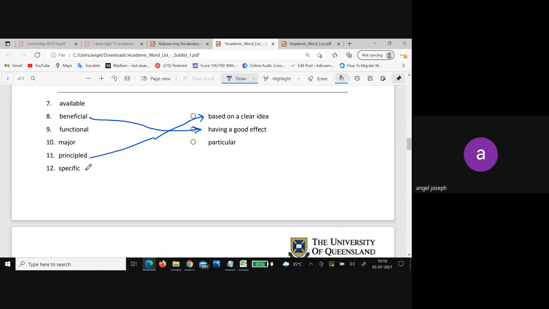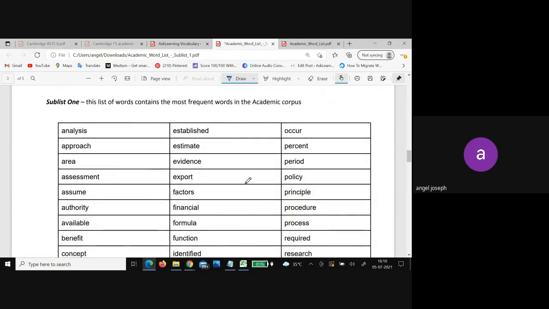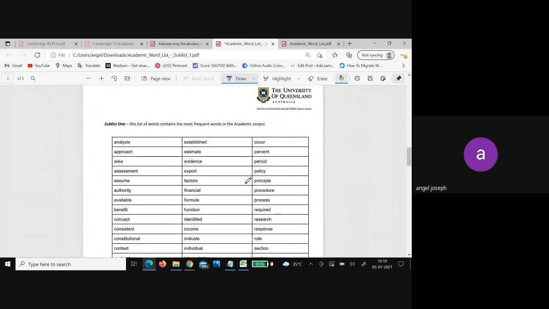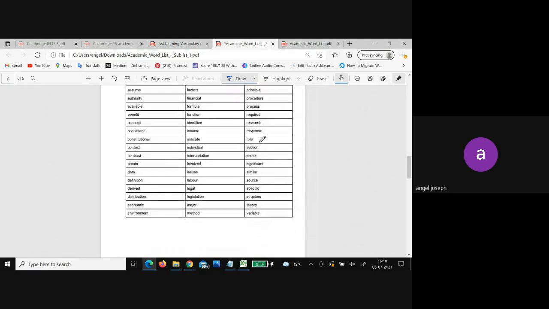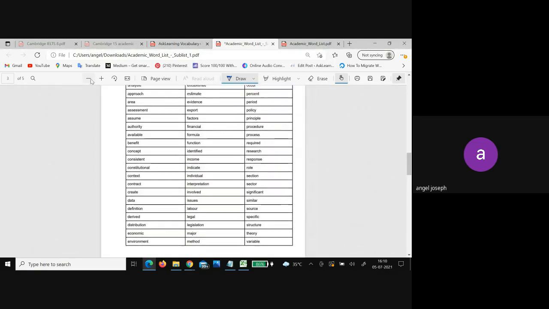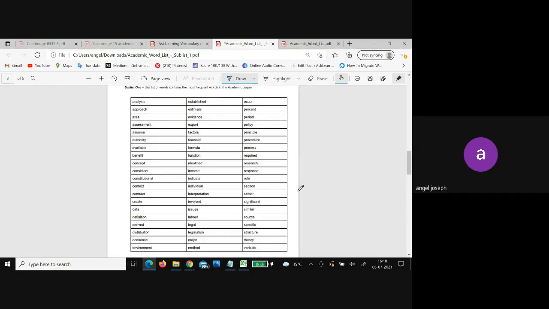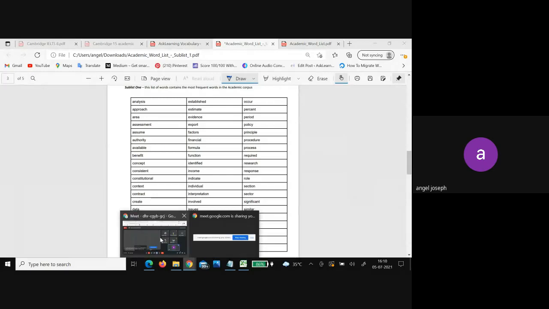Specific. Particular. Good. So, okay, guys, you can quickly make a note of this. Let me just make it small. One second. You guys would be thinking, we finished the first one, sublist one. Okay, this is sublist one. Do you want me to post this in the group so that you all have a copy of this? Yes, ma'am. Okay. So I'll just post it in the group for now.